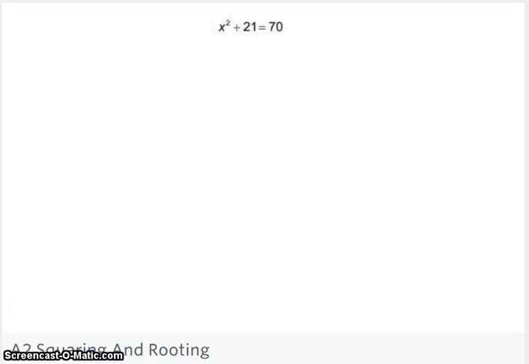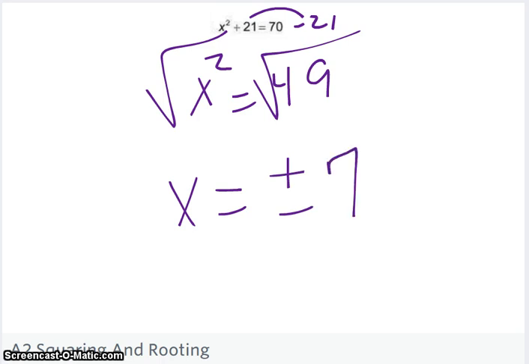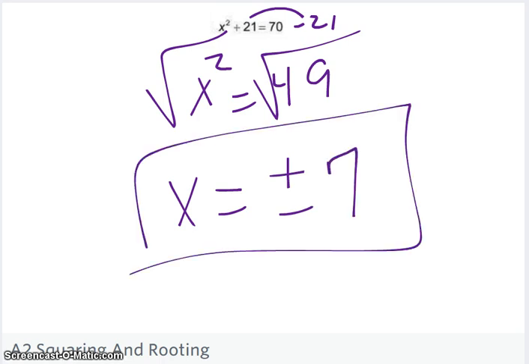Okay, thinking back to before Christmas. X squared plus 21 equals 70. If we're going to solve that, you got to start by moving that 21 over and subtracting it. So x squared is equal to 49. To unsquare it, you're going to square root both sides. So x is equal to, you got to have two answers, so you make it plus or minus. The square root of 49 is 7. So that's your answer.